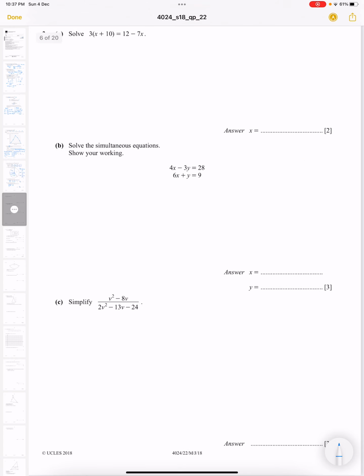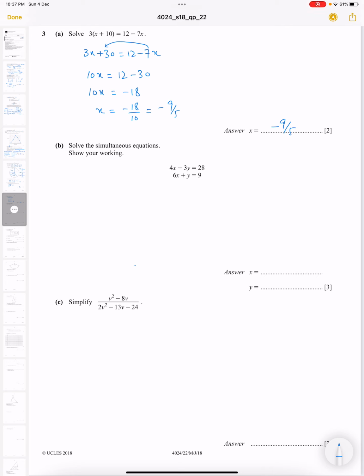Let's move to the next question. It's from algebra. We have to solve this equation. So expand the brackets. It becomes 3x plus 30 is equal to 12 minus 7x. Minus 7x will come here, becomes plus 7x. We have 10x is equal to 12 minus 30. Then 10x is equal to minus 18. And x is equal to minus 18 over 10, which is minus 9 by 5. So x is minus 9 by 5.